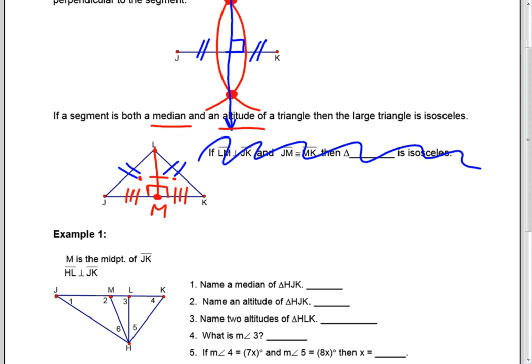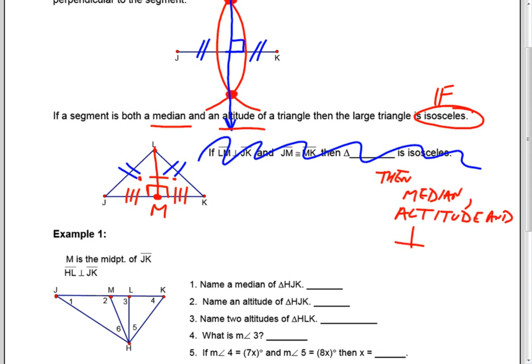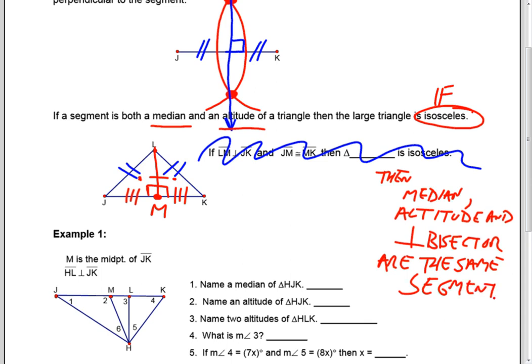So if something is isosceles, then the median, altitude, and perpendicular bisector are the same segment. That is the median. That is the perpendicular bisector. That is the altitude. That's also true for equilateral triangles too.